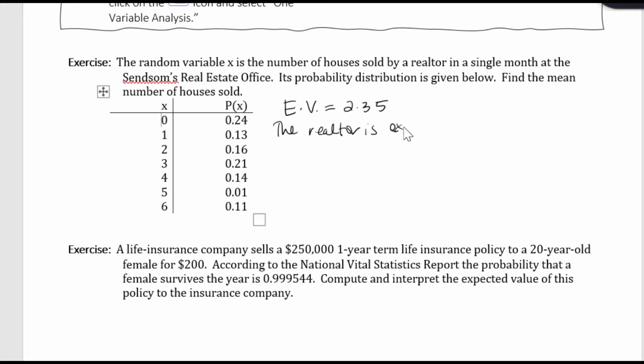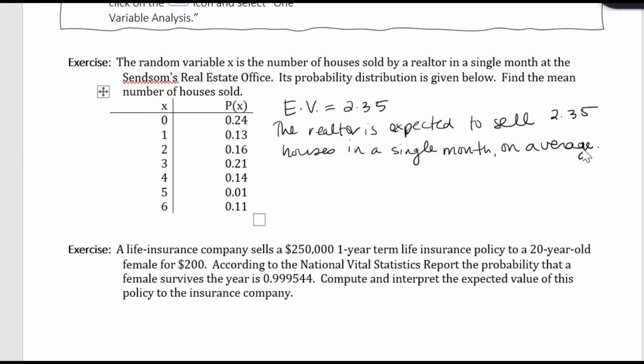Interpreting this, the realtor is expected to sell 2.35 houses in a single month on average.